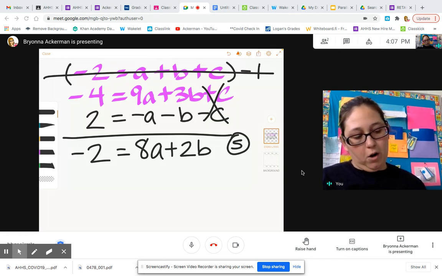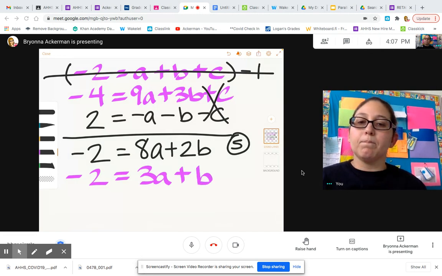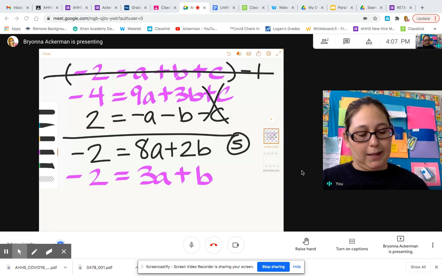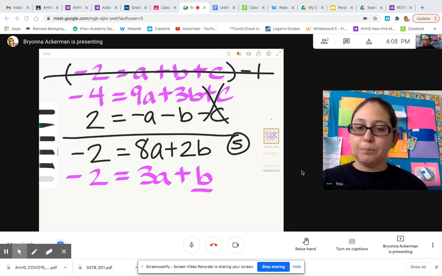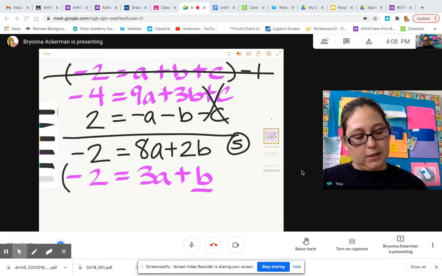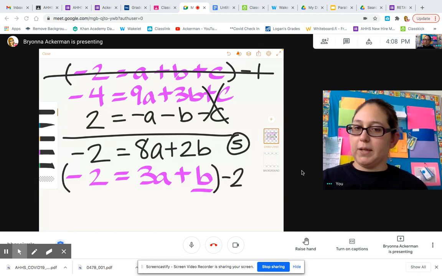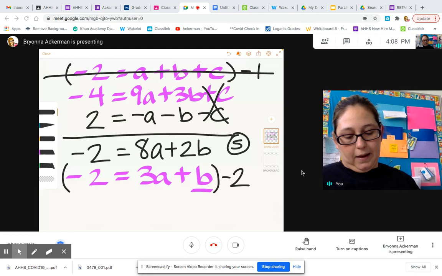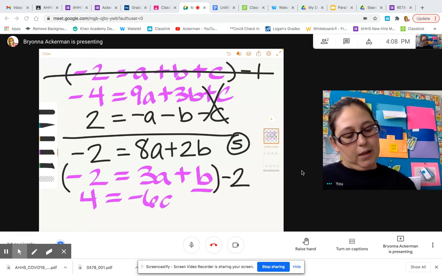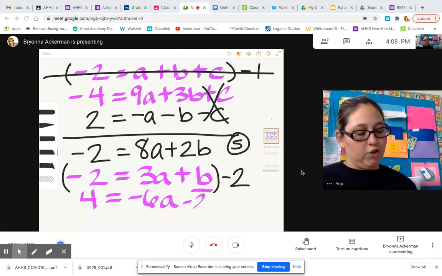So equation 4 was negative 2 equals 3a plus b. The easiest one to eliminate here would be b, because you have a b by itself down here, so it's the easiest to multiply by. Since the top one has a 2b, I'm going to want to multiply the entire second equation by a negative 2, because I want opposite. So by doing that, I'm going to have negative 2 times negative 2, that'll be a positive 4. And then I have 3a times a negative 2, that'll be a negative 6a. And then b times negative 2 gives me that negative 2b.